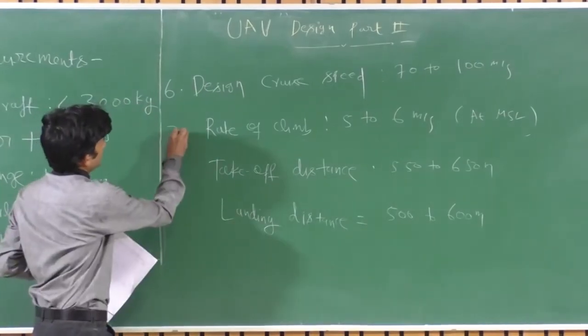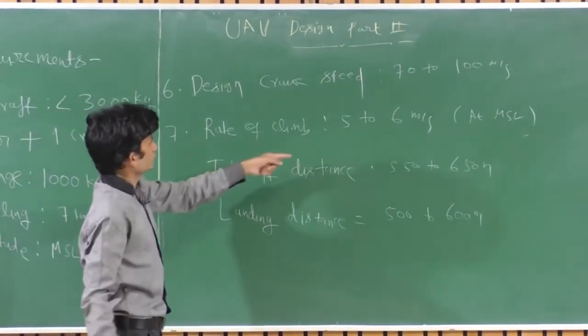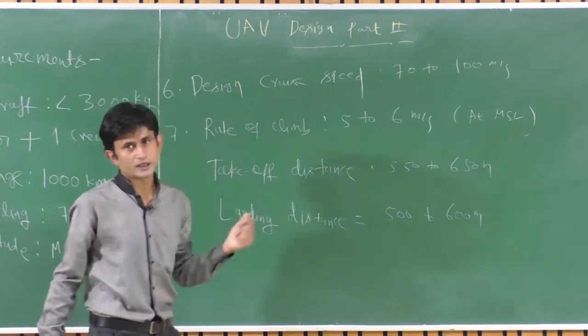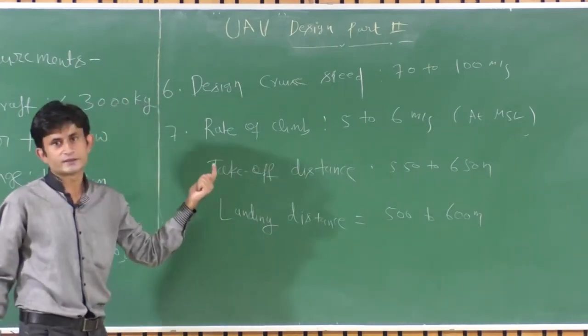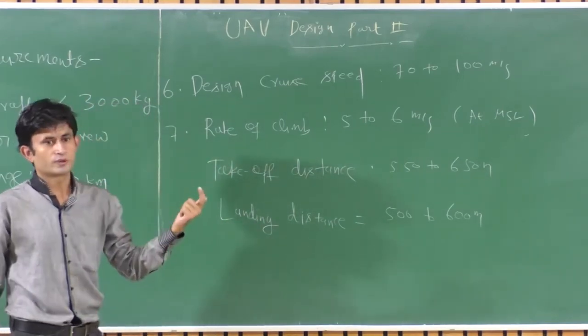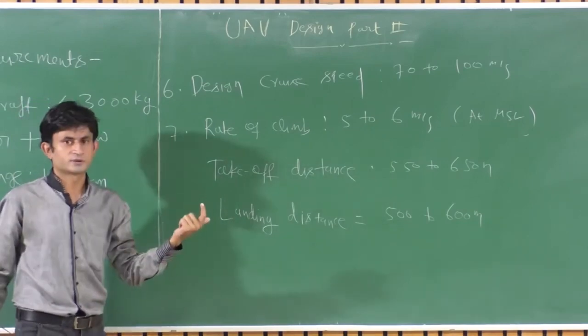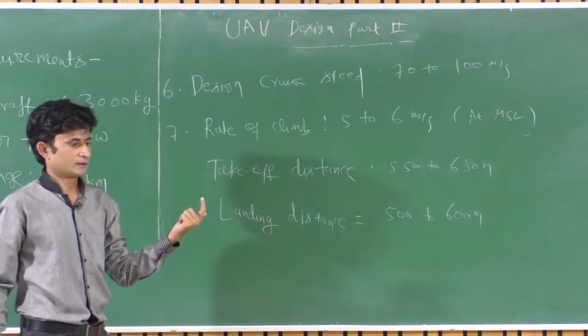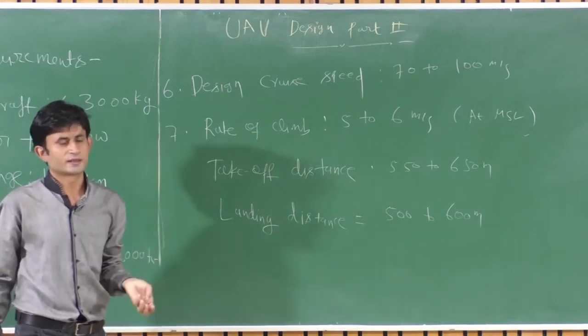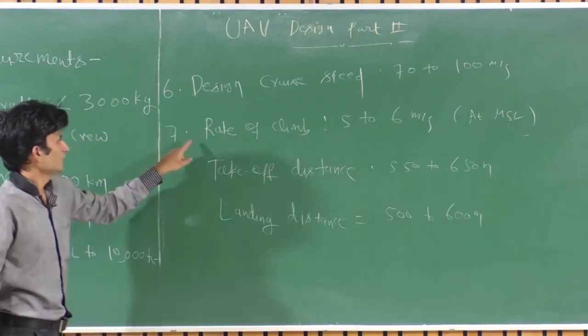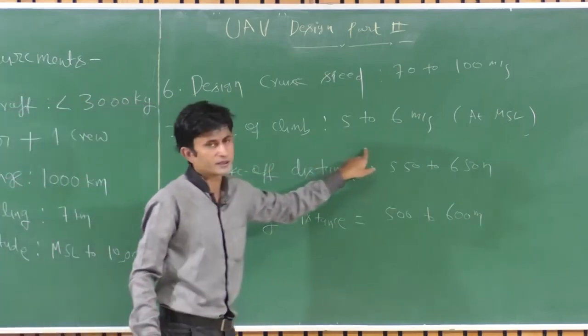And the seventh requirement is rate of climb should be 5 to 6 meters per second. This is also a very important criterion for designing any aircraft, because sometimes you want to climb as fast as possible, or sometimes we want the aircraft to fly as slow as possible. Based on the mission requirement, the rate of climb is a very important criterion.